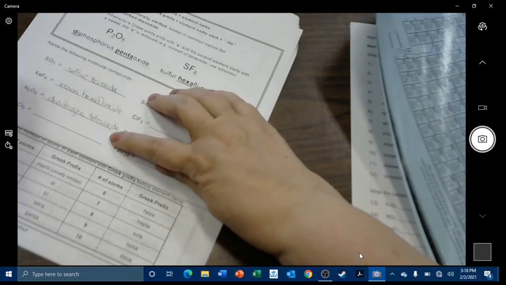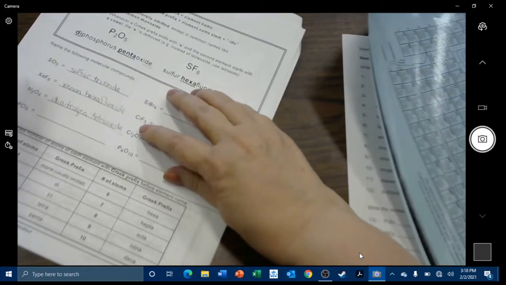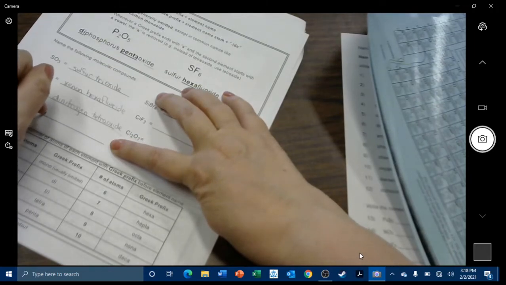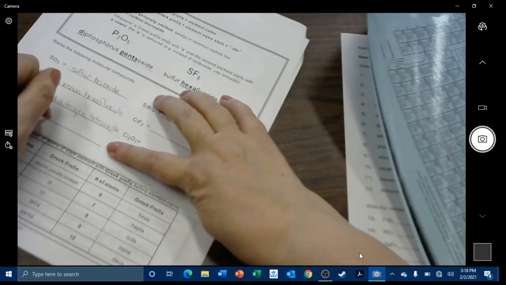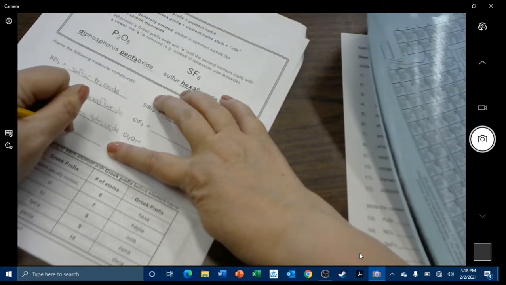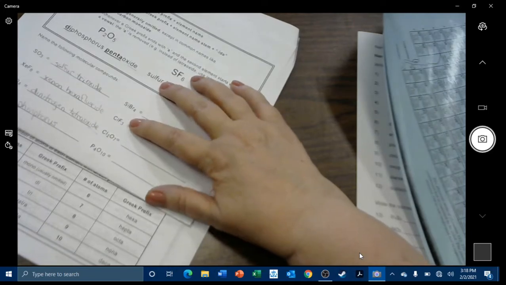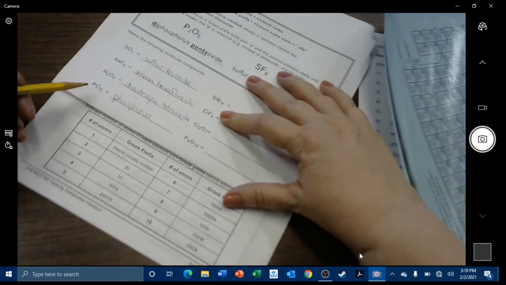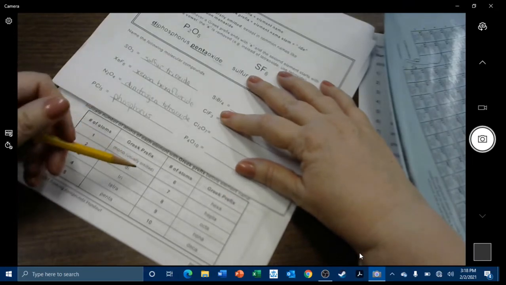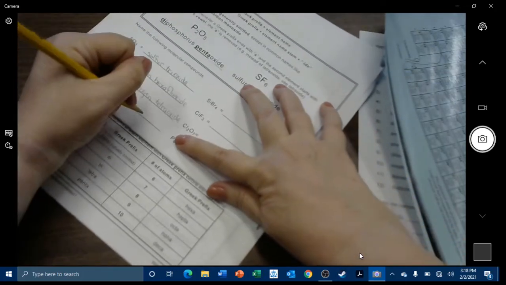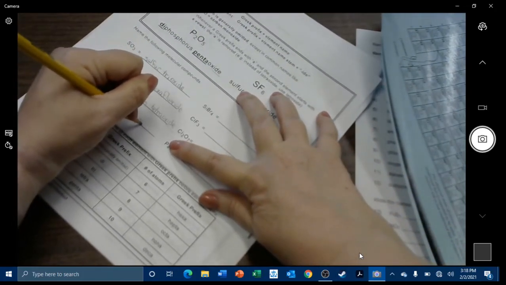Now, PCl5. P is phosphorus, and there's only one, so we don't have to have a prefix. Then you have Cl. Cl is chlorine, but you have 5 of them, so it's pentachloride. Pentachloride.